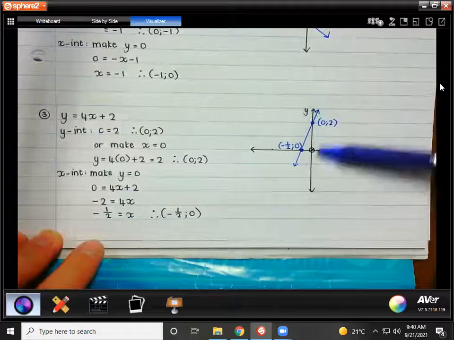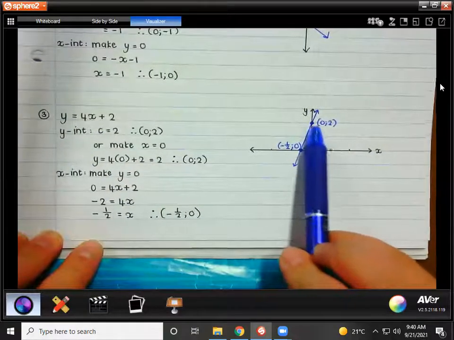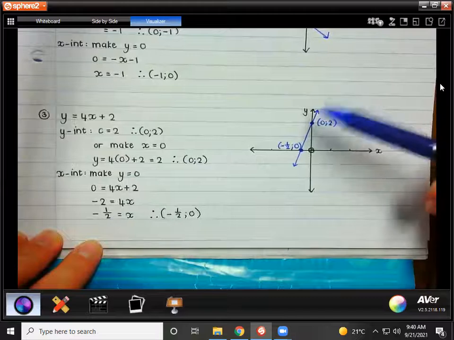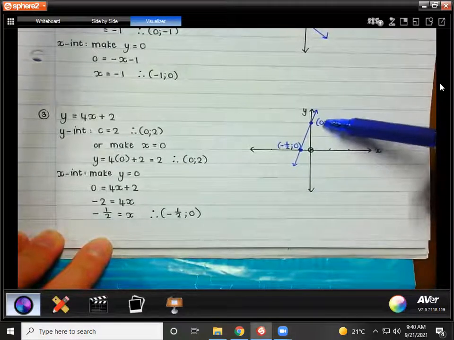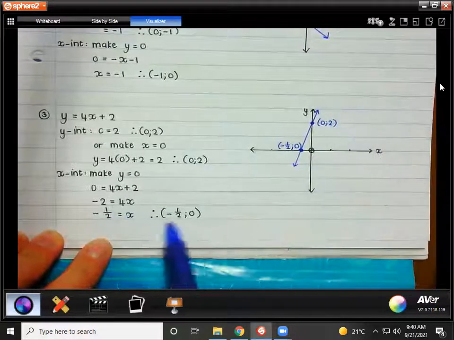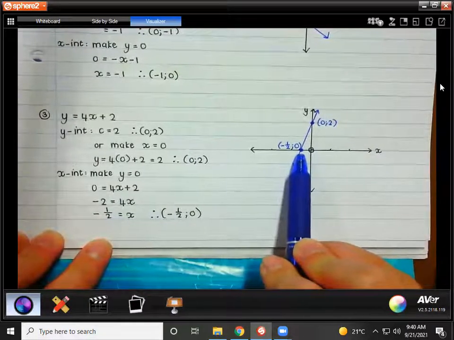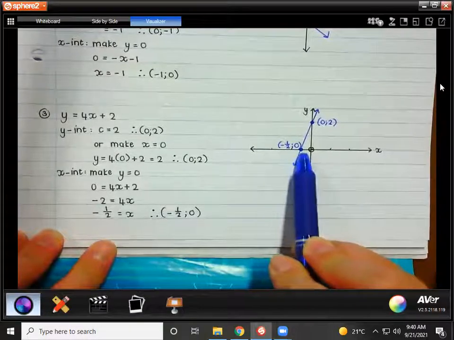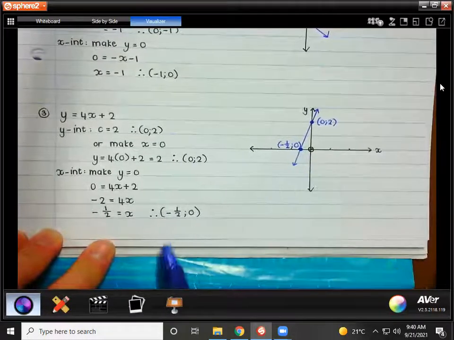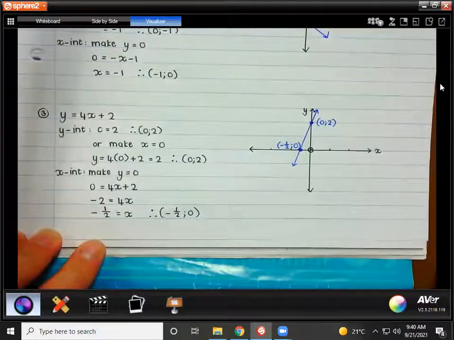If you're having trouble plotting these points, remember, a y-intercept has to be on the y-axis, somewhere on that line where it's equal to 2. So on the y-axis at 2, and your x-intercept has to be on the x-axis at -1/2. There's my 0, there's my 1, so you can just kind of guess where -1/2 will be. Again, we have to label both of those points, very important.